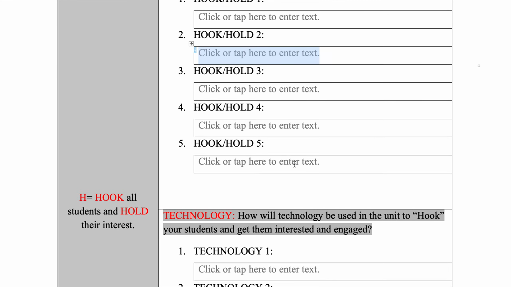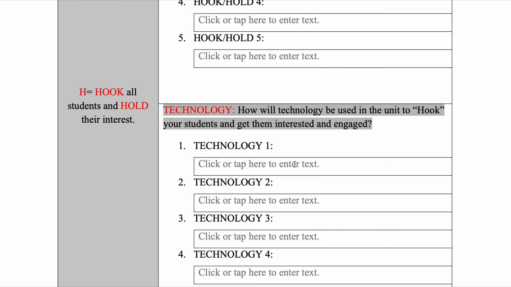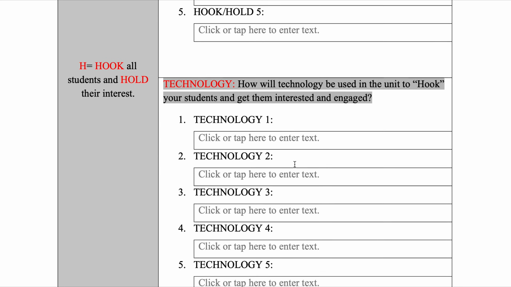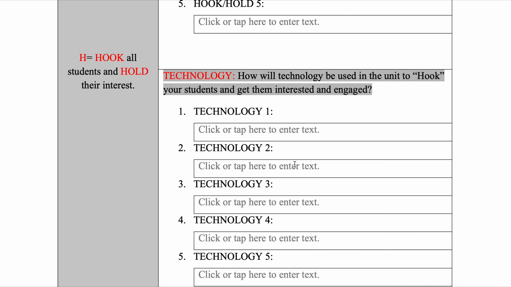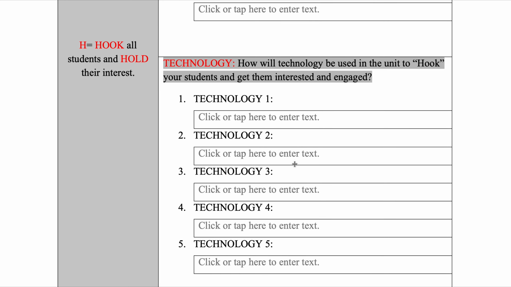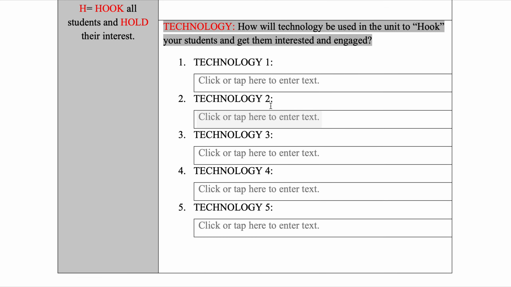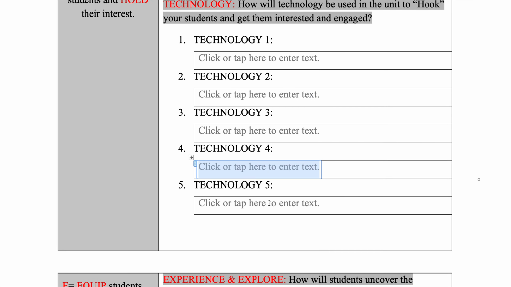Okay. Next will be technology. What types of technology will you be able to implement in the unit that's going to help students continue to be engaged, that's going to hold their interest, and that's going to continue to build? And also, because it's technology, maybe it's going to help build a different type of skill, maybe a skill they didn't even have. So here you will indicate what types of technology you will be implementing to get their interest and get them hooked.